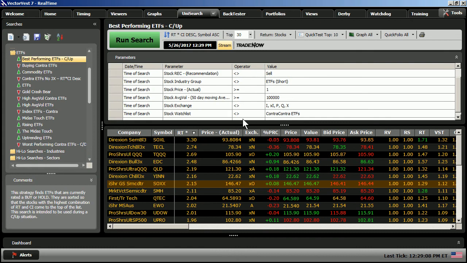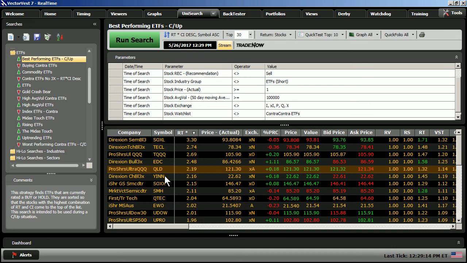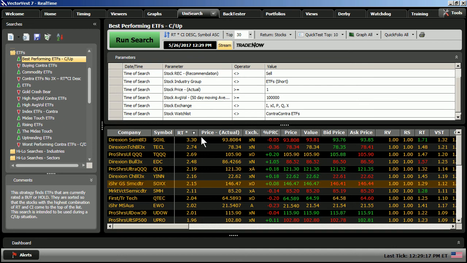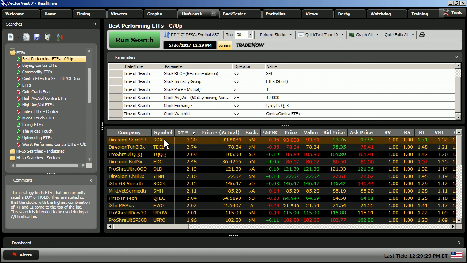So within this search, we are finding ETFs that are triple leverage, double leverage, and non-leverage, all in one search. But what if you wanted to hone in on the non-leveraged ETFs, or the 2-time leveraged ETFs, or if you're a trader, the 3-time triple leveraged ETFs? How can you do that? Well, let me show you.